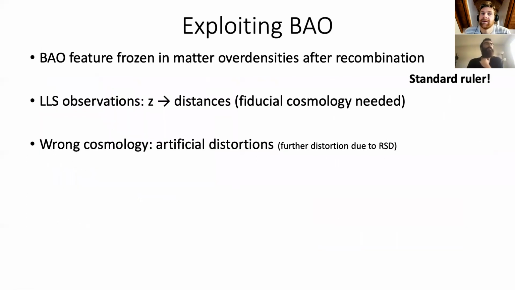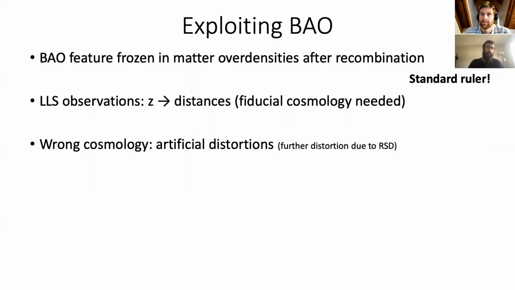Okay, cool. So first of all, I'm going to discuss what is the actual cosmological information that is in the BAO measurements, because this will help to understand why this may or may not be model independent and robust for constraining beyond-ΛCDM cosmology. So we know that the BAO feature after recombination is frozen in the matter overdensities, and this is why we can use it as a standard ruler, because we know its physical scale. However, large-scale structure observations, as it could be from a galaxy survey, measure the galaxies as a function of redshift and positions on the sky.